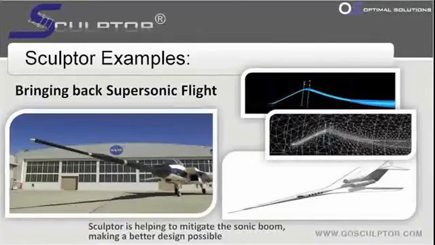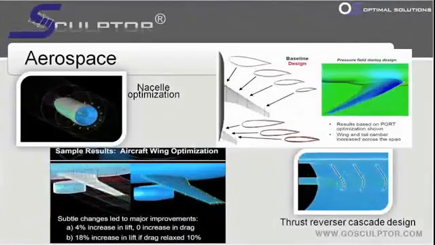One of our customers, Gulfstream, builds business jets, and they're working on bringing back supersonic flight. Sculptor has helped them explore the designs that help mitigate the sonic booms for better designs. Other aerospace examples, and these are just a few, whether they're looking at turbine blades or nacelles or wings or thrust reversers, Sculptor can help them improve whatever design objective they might have for their aerodynamic performance.